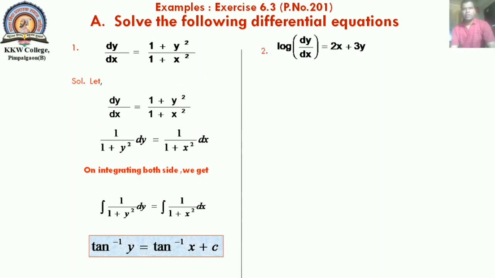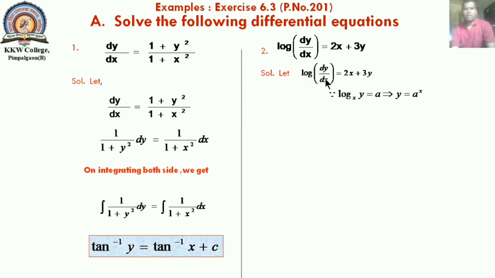Next example is log of dy by dx is equal to 2x plus 3y. By using the formula of logarithm, when the base is not given, we consider the base as e, natural logarithm. If log of y to the base x is equal to a, then y is equal to x raised to a. Base goes to the other side and RHS becomes the power of the base. By using this formula, we'll simplify this.